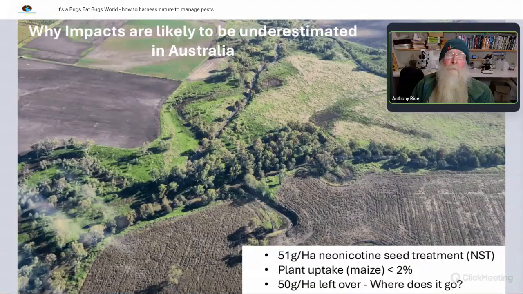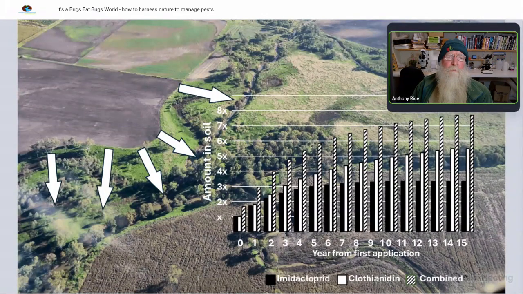Now, the uptake of neonicotines in maize is less than 2%, which is appallingly low considering the environmental harm that these things could be causing. So you end up with 50 grams per hectare left over in a paddock. Where does it go? Well, if you assume that it doesn't rain, then most of it will stay in the soil. If you apply amount X in year 0, that's when you go out and put your first neonicotine seed treatment in, and you apply it every year, which is common practice, the neonicotine level in your soil won't plateau for nearly 15 years. And you end up with nearly 8 times the original amount that you've been putting in.